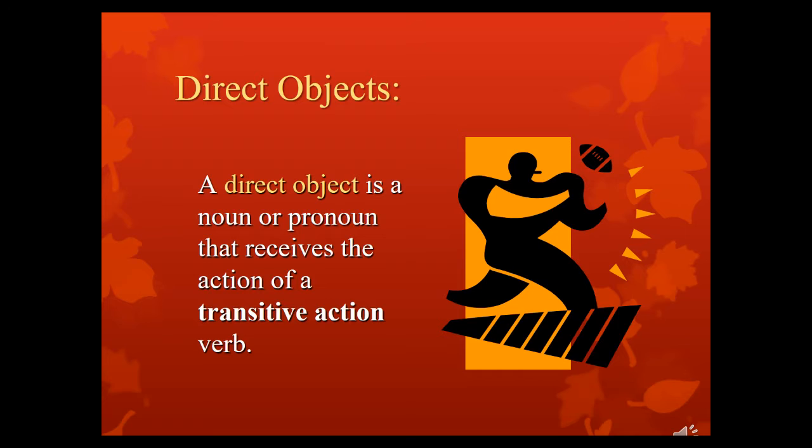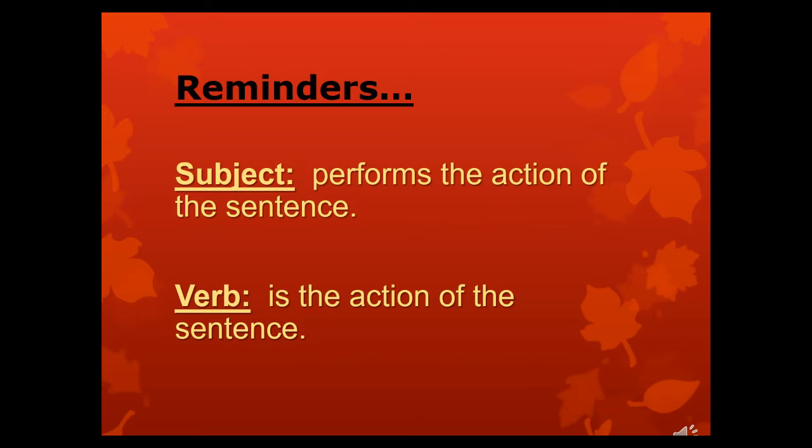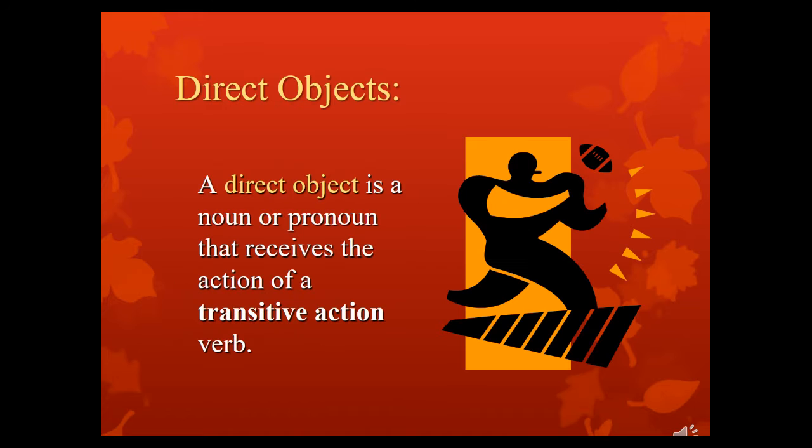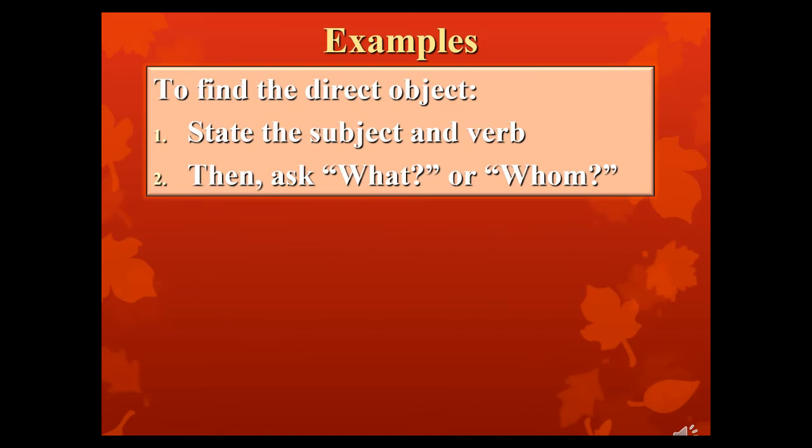The subject is the person, place, thing, or idea that performs the action of the sentence. It's what the sentence is about. The verb does the action of the sentence. So the subject does the verb. Direct object, on the other hand, is the noun or pronoun that receives the action of the verb. So the subject does the verb, the direct object receives the action of the verb.